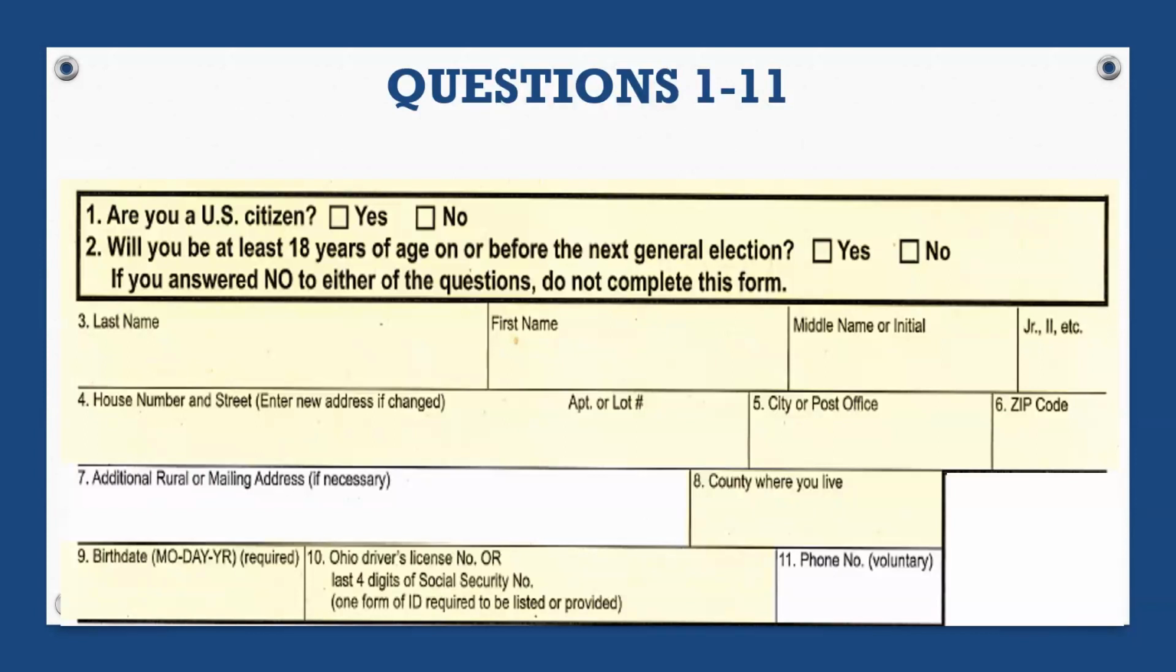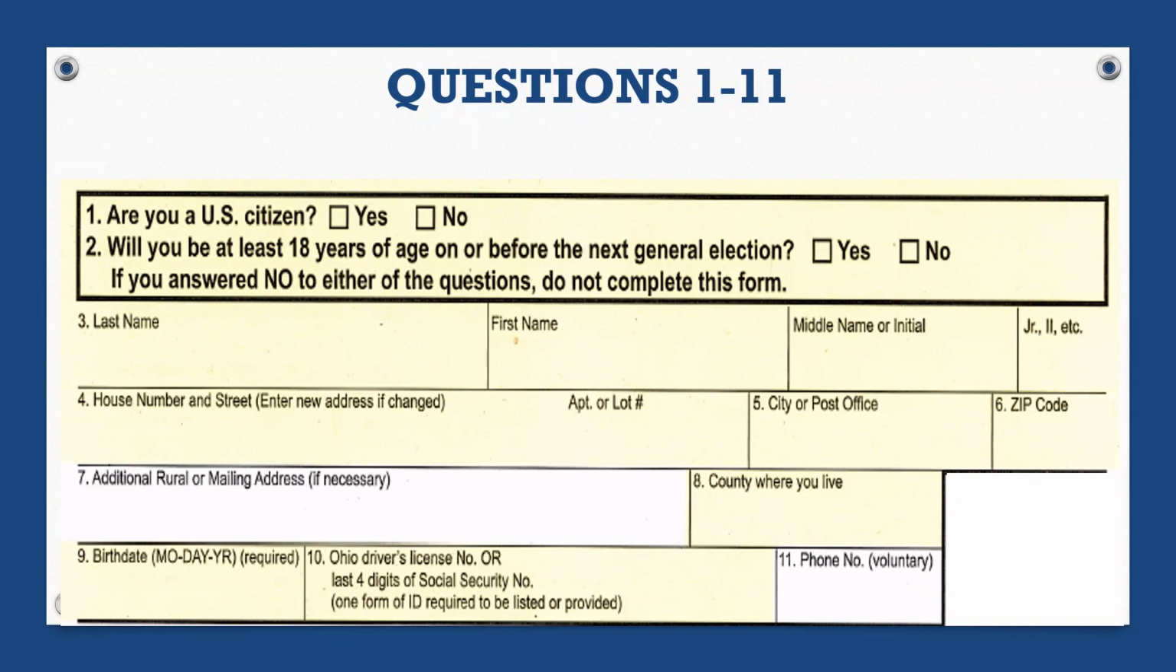Okay, so the next three screens are snapshots of one piece of paper, and that is the hard copy voter registration form. This voter registration form can be used in all 88 counties in Ohio. So it's not just for Franklin County, it's for all of Ohio. It's also used for people registering for the first time, updating their address for voting purposes, or changing their name for voting purposes. So it's a one-stop shop, this one-page form.